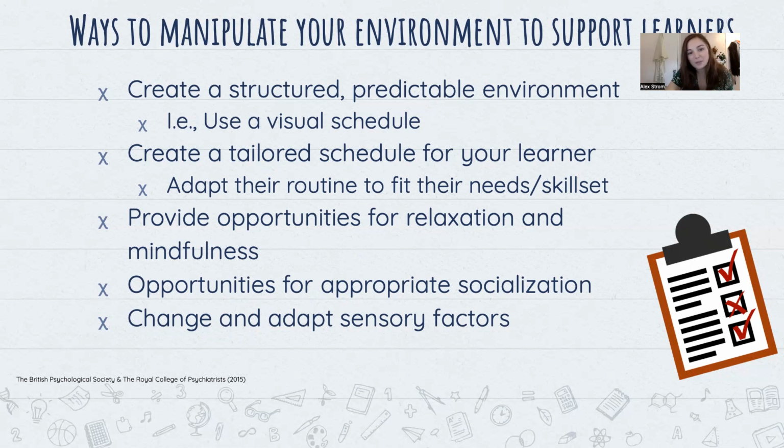Next, we can manipulate the environment by providing opportunities for relaxation. Setting aside specific time to help a learner breathe and de-stress can help with transitions, sensory overload, and challenging behaviors. We can also adapt opportunities for socialization to best suit our learners' needs. For example, we can facilitate a circle time environment to help with the learner's socialization. And lastly, we can manipulate sensory aspects of our classroom to help our learners focus and reduce the possibility of them becoming overwhelmed. Does anyone know of any sensory factors that we should take into consideration?